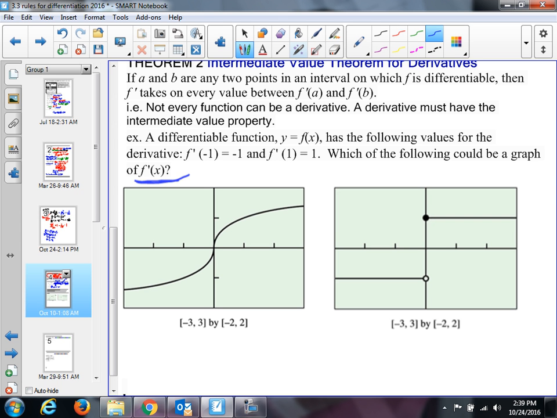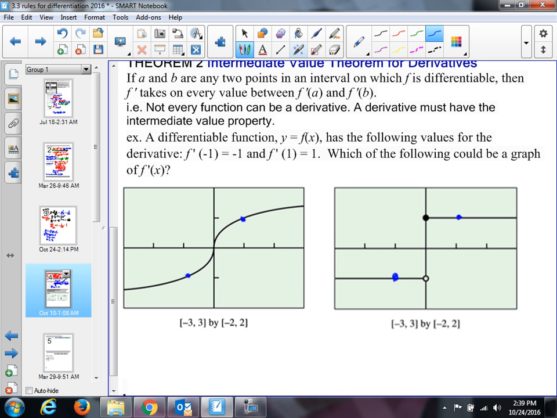F prime of -1 is equal to -1. So that means on the derivative's graph, -1 comma -1 should be there, right? -1 comma -1, that's here, right? And 1 comma 1, that's here, yep. Does that work for this one? Yep. That's true too. So those 2 values are there.